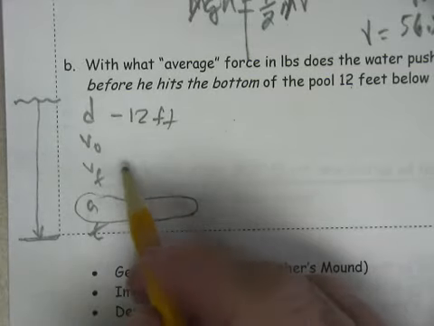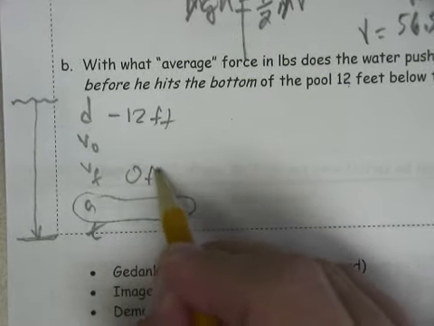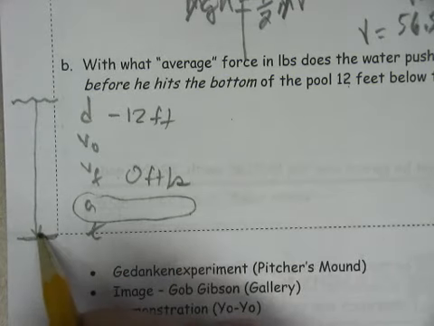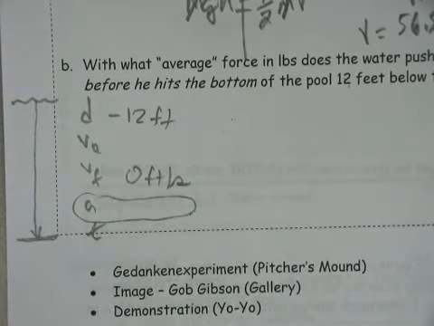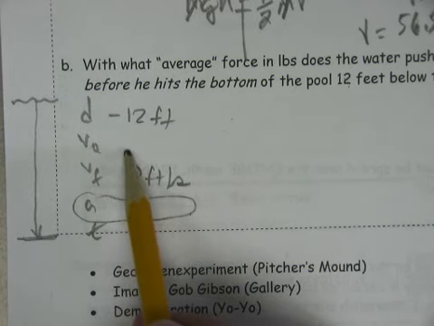He comes to rest at the bottom, so that final velocity is going to be 0 feet per second. He comes to rest just as he strikes the bottom. His initial velocity is really the velocity at the beginning. Or, let's see, I didn't say that very well. His initial velocity of the second part is really the final velocity of the first part.